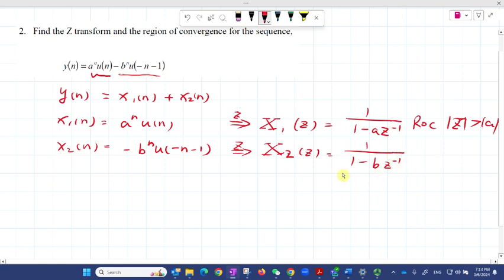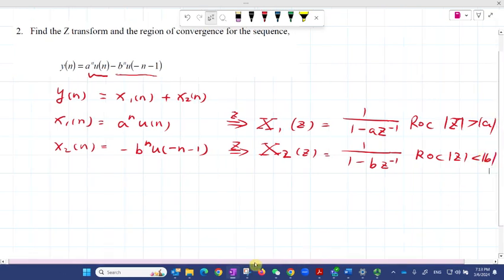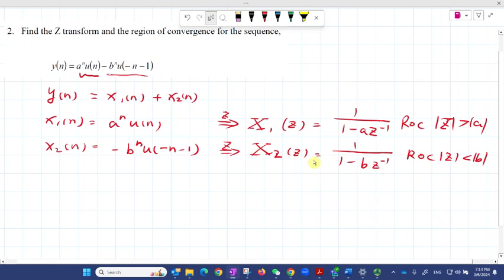Okay, why, I will explain that later. ROC, I'll just give you the answer here: z is smaller than the magnitude of b. Okay, that's for x2[n]. I know it's a bit confusing if you do this. I will explain that later. Now let's just accept this as true.